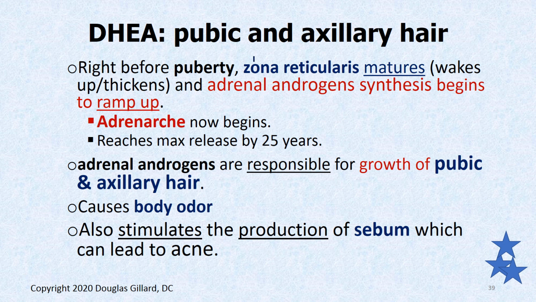What else does DHEA do? It's responsible for pubic hair and axillary hair growth during adrenarche. I can never say that. Adrenarche. I always want to think anarchy, but no, it's like adrenal anarchy. That's when, at 12 years old or so, you start changing. You become a man or a woman. Right before puberty, a child's zona reticularis is not active, it's sleeping. Those reticular cells are sleeping. But around 12 years old or so, they wake up and they start making the adrenal androgens, and those are responsible for growing axillary hair and pubic hair.